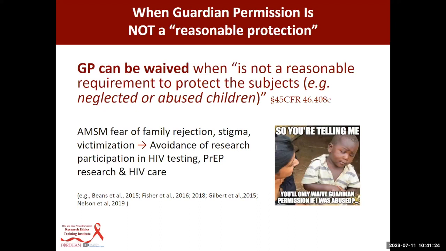However, there's sufficient data on LGBT youth that if in fact they're outed to their parents, and they're not out already, but they're outed because you're asking for guardian permission, they've been kicked out of their homes, they've been punished, they've been ostracized and stigmatized. So guardian permission is actually not a reasonable requirement for a percentage of LGBT children.